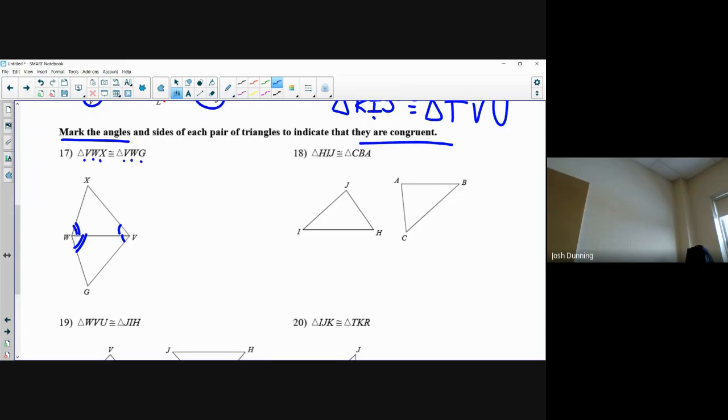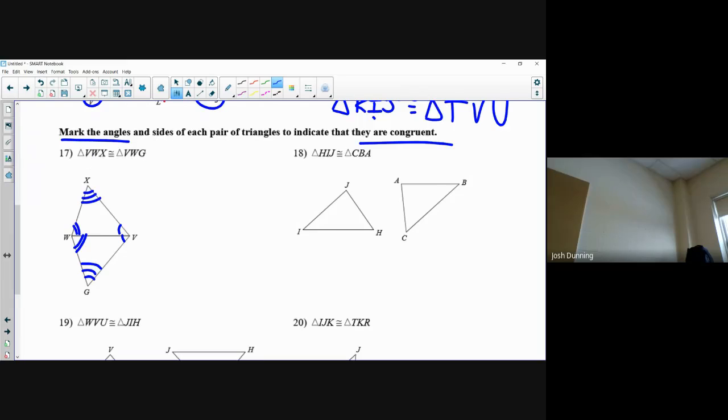X and G are last, so they match. So I'll use 3 there. Again, you've got to use a different number of slashes because X and G are equal to each other, but they're not equal to that V or that W.